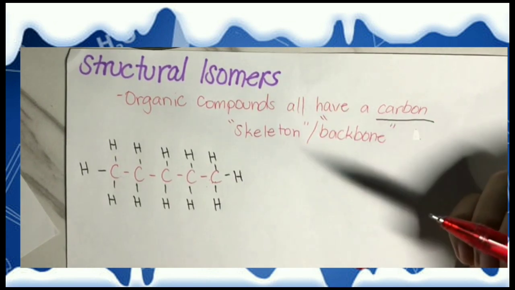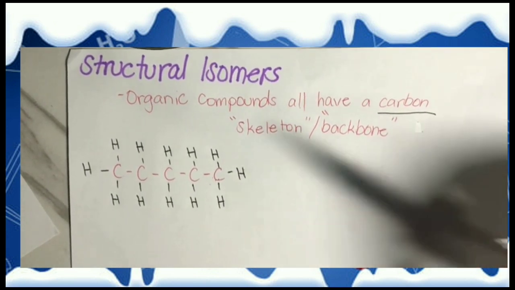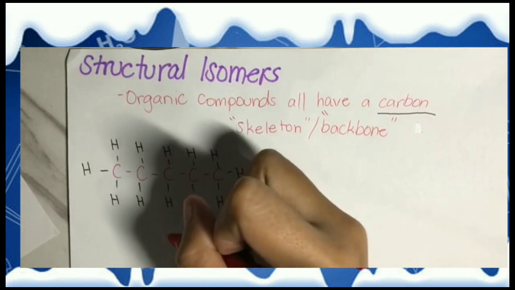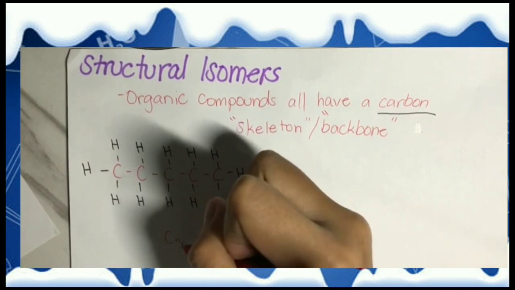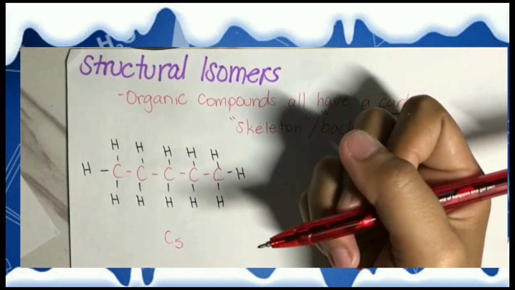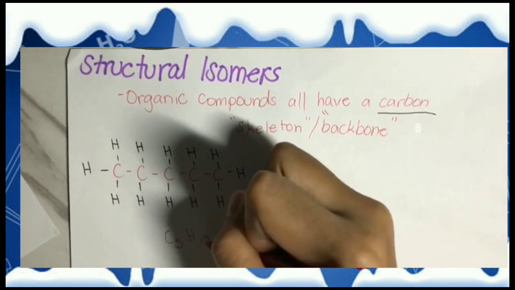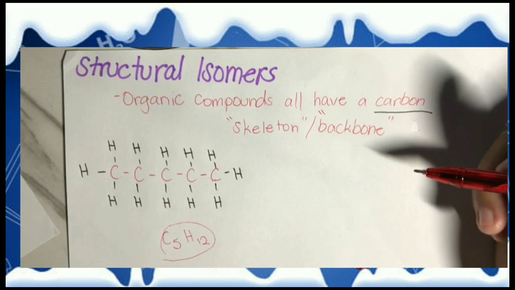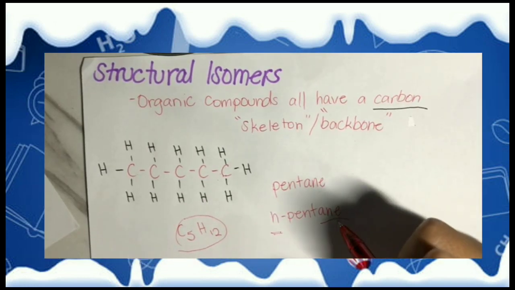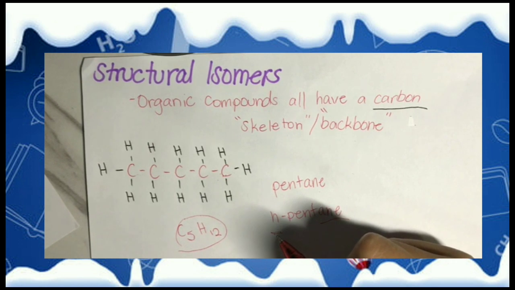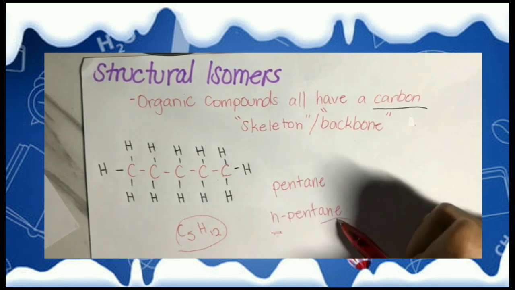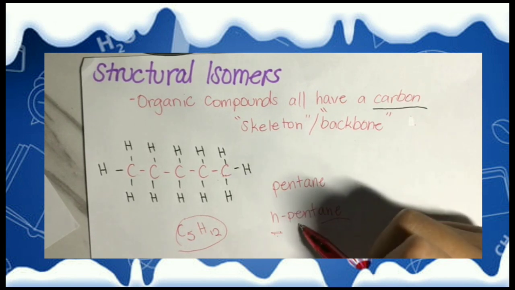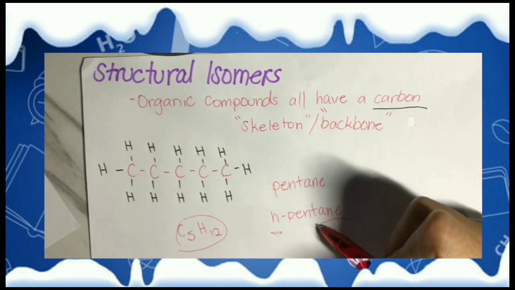And now, what is the molecular formula? How many carbons are in that compound? There are 5 carbons, so C5, and the hydrogens are 12, so H12. This is now the molecular formula. The name of this compound is pentane or n-pentane. The n indicates that it is a straight chain alkane, and the ane indicates that there are only single bonds between the carbon atoms, so the molecule is fully saturated, and the pent indicates that there are 5 carbon atoms.